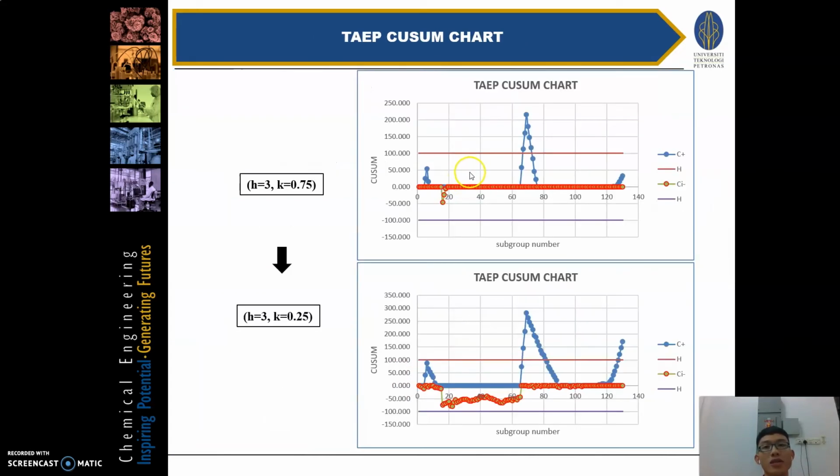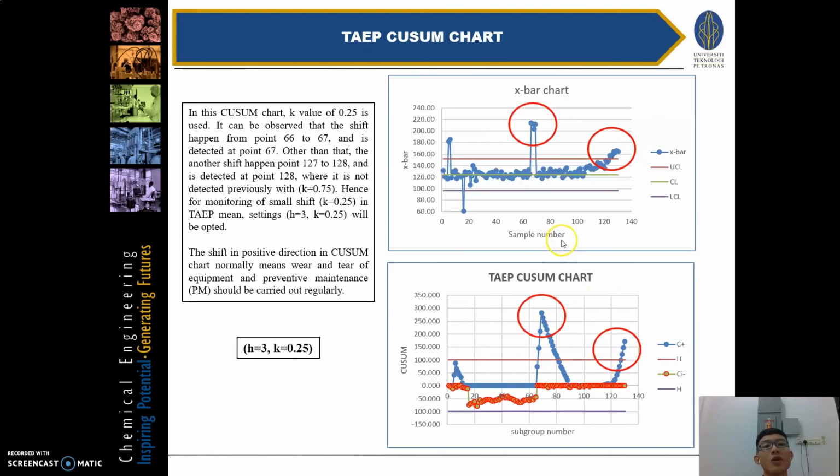And moving on to the TAEP Q-sum chart, we can see that at first we use the given parameter, but then there's no significant variations over here. Only one shift is detected, so we further reduce it down to 0.25 and we can detect 2 shifts over here, and then we compare this chart to the X bar chart, and we can see that this variation is caused by this X bar chart shift over here, and the other one is caused by the shift over here, as we can see.